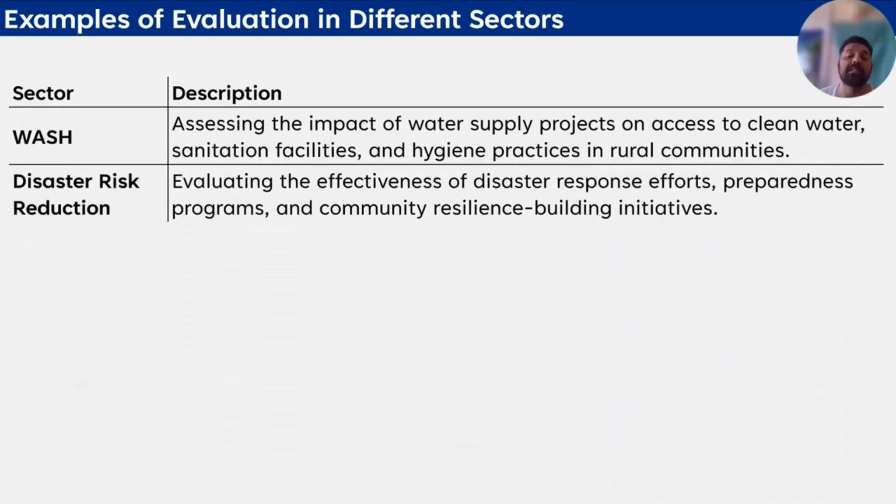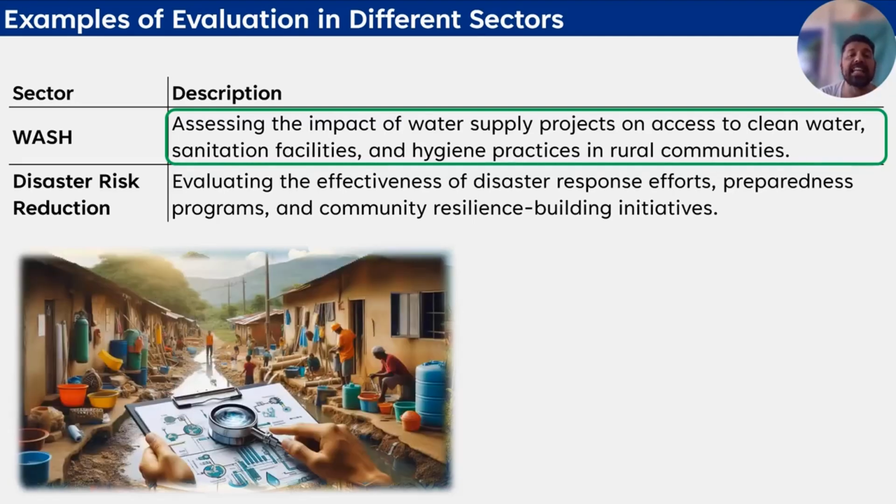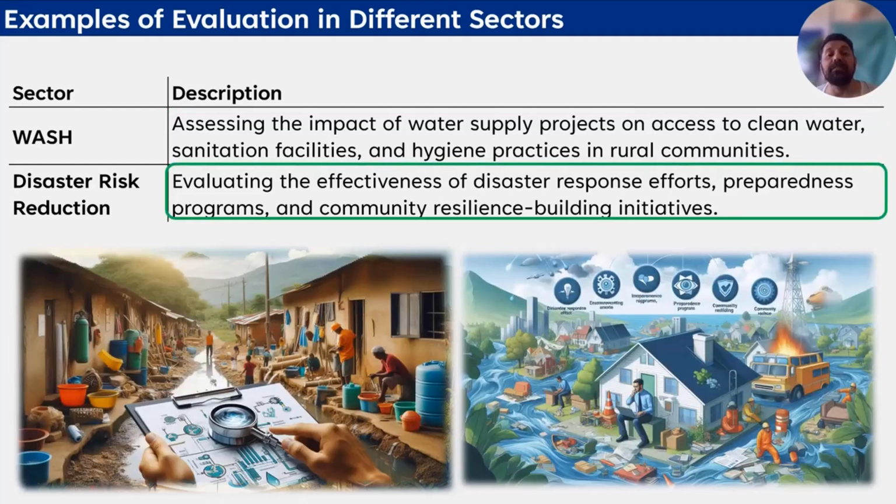Some examples related to WASH sector or disaster risk reduction sector. For example, in the WASH, assessing the impact of water supply projects on access to sanitation facilities and hygiene practices in rural communities. Or in the disaster risk, evaluating the effectiveness of disaster response efforts, preparedness programs, and community resilience building initiatives. These are some examples from WASH and disasters.